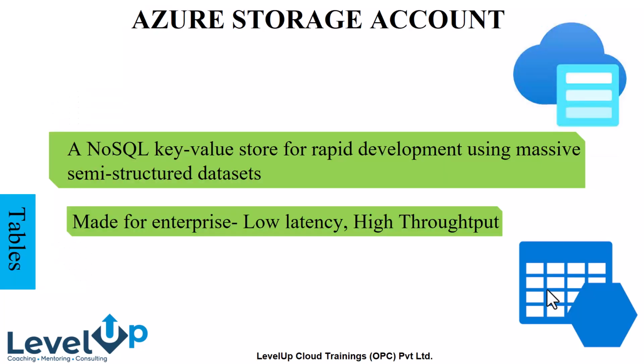And the fourth type of storage is called table storage. Now, what is table storage? It is a NoSQL key-value store for rapid development using massive semi-structured data sets. It is made for enterprise, with low latency and high throughput. That means the performance would be very fast. So basically a table storage is nothing but a simple NoSQL key-value database. So basically there are four types of services under a storage account.